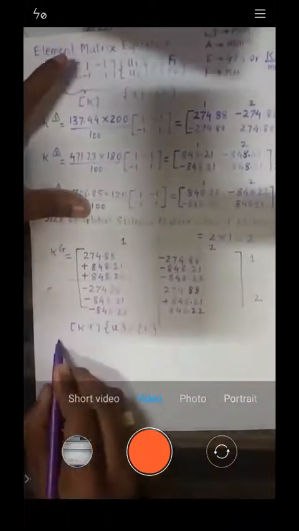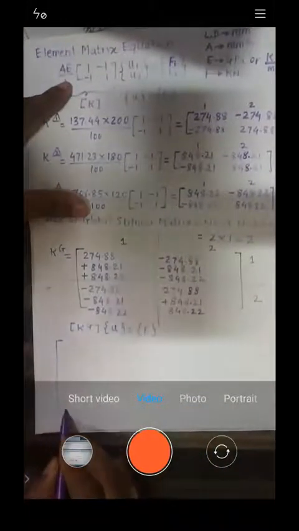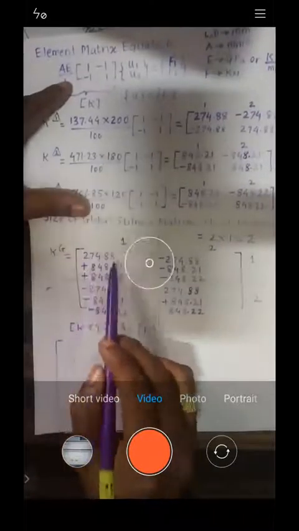Okay, this is what you're getting as the global stiffness matrix, right? Now you know that the global stiffness matrix multiplied by displacement is given by force, right? So just write down those matrices here only. Clear? So tell me, how much are you getting for this value?